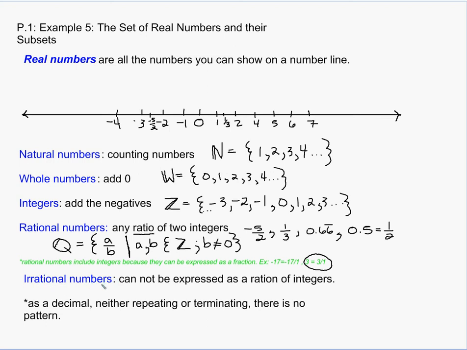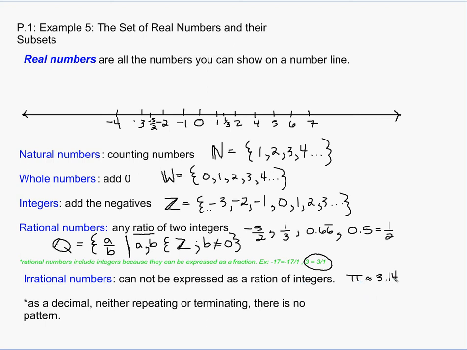Irrational numbers are your next subset of real numbers, and these numbers cannot be expressed as a ratio of integers. So examples of that are pi. Pi is approximately equal to 3.14, but if you were to look at it on your calculator, it actually goes on forever, and it's a non-repeating decimal. So pi, because the decimal doesn't repeat, and because the decimal doesn't terminate, is considered to be an irrational number.